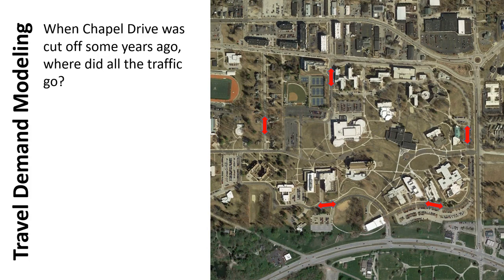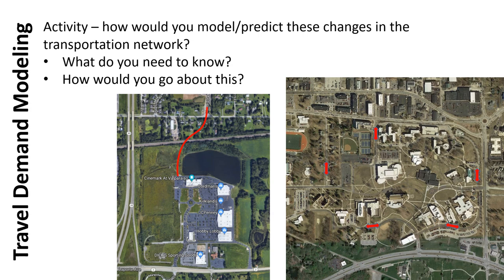And if you were cutting through before from one side of campus to the other, obviously you're going to have to come out now either to LaPorte or down to US 30 and so forth and pass around there. And so those are the kinds of questions that travel demand modeling tries to answer.